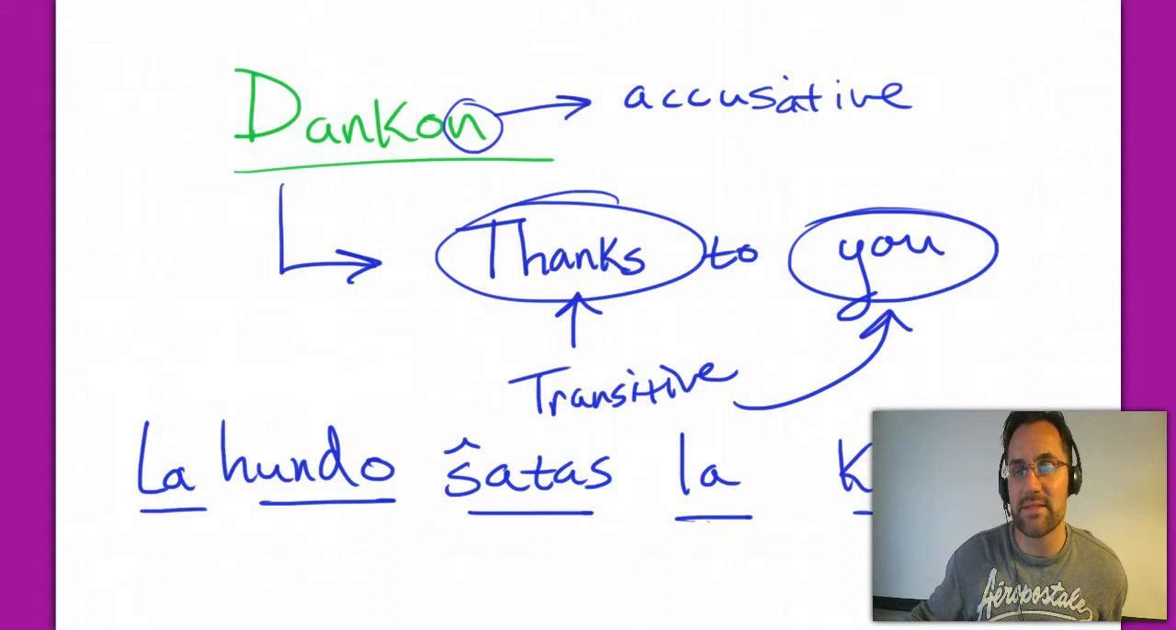La hundo ŝatas la knabon. So here's our transitive verb. This is the action that's being done to someone.